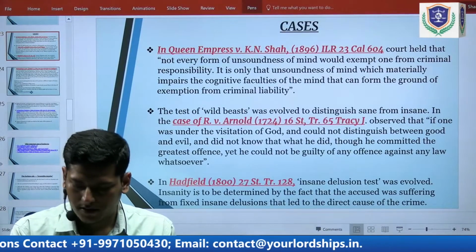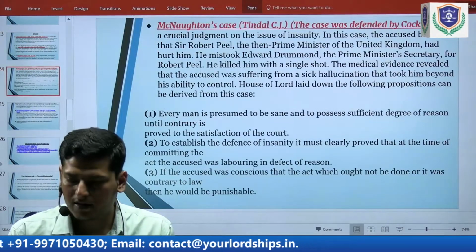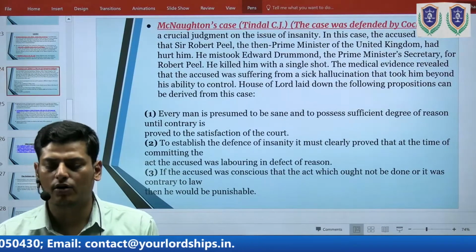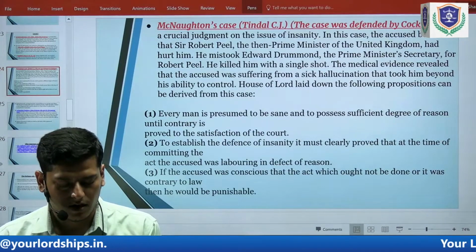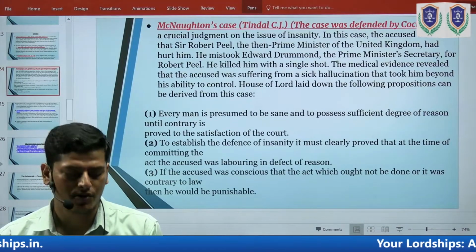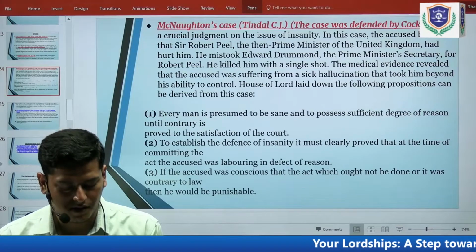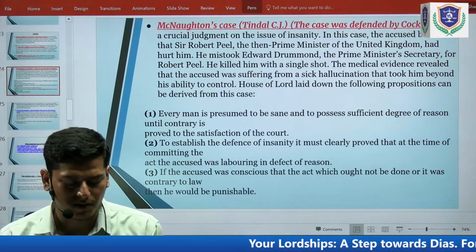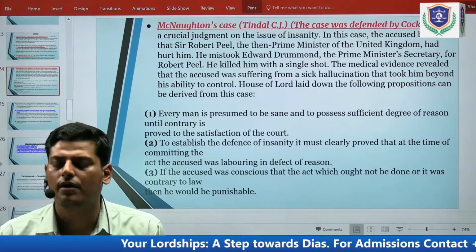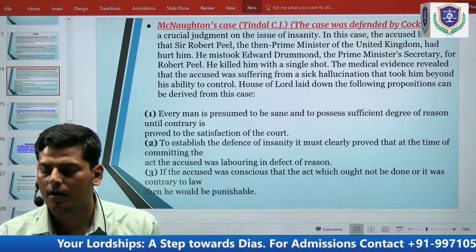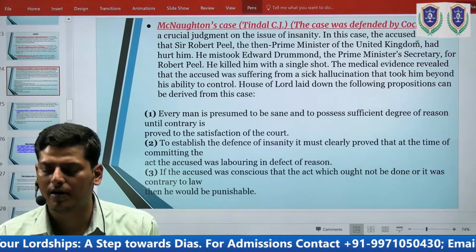R versus Arnold is there, Hadfield case is there, McNaughton's case is there. McNaughton's case में judge was Justice Tyndall. Arnold case में judge was Justice Tracy. Hadfield case was there, and then Bowler's case में the judge was Justice Lee Blank. In McNaughton's case, Justice Tyndall was the judge, and the case was defended by Justice Cogburn.